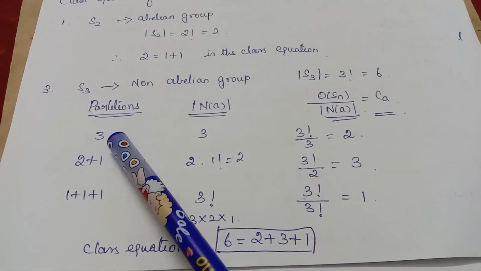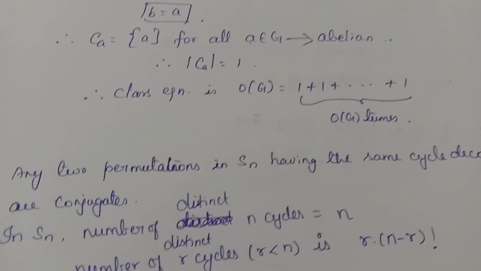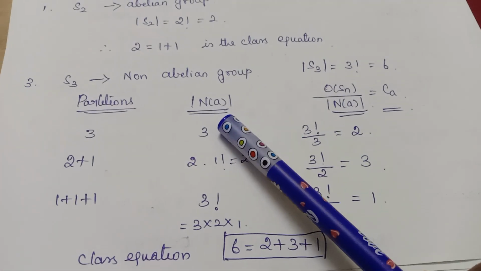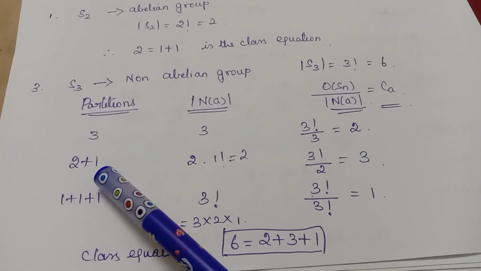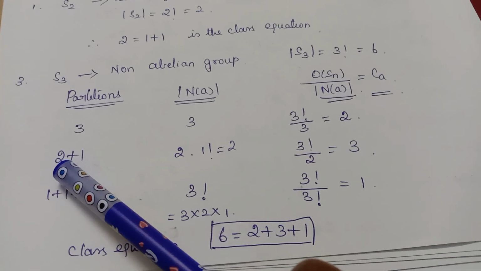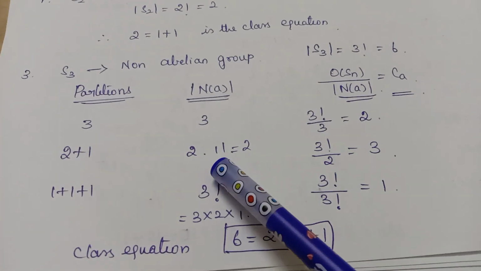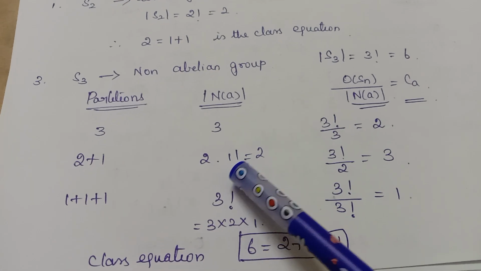So how many different 3 cycles are there? This is S3. Previously I told you that in Sn the number of distinct n cycles is equal to n. So here in S3 the number of distinct 3 cycles is equal to 3. Next, 2 plus 1 means a 2 cycle and a 1 cycle. So in S3, how many 2 cycles can you write? 2 only, into 1 factorial, since 3 minus 2 is 1. So 2 into 1 factorial equals 2.